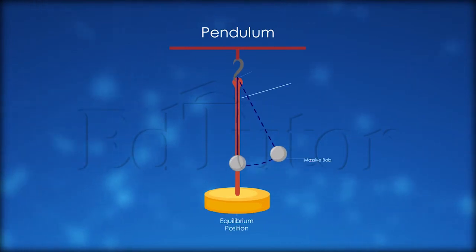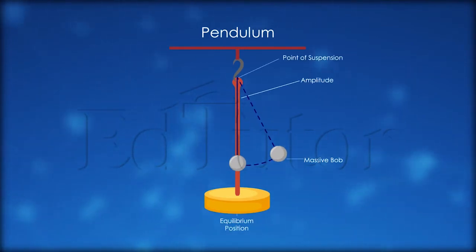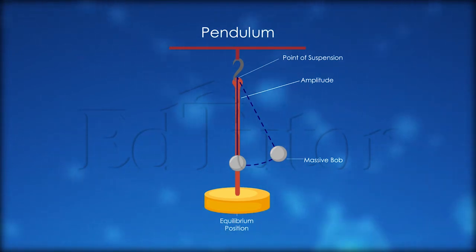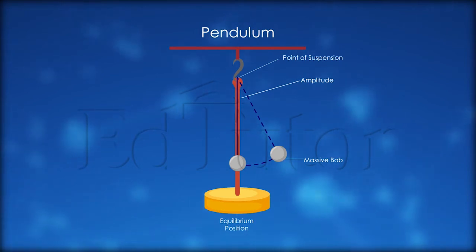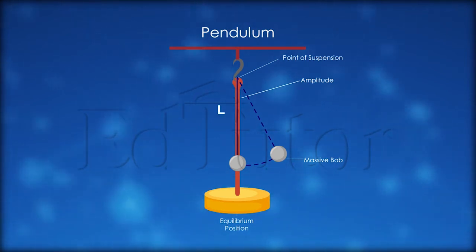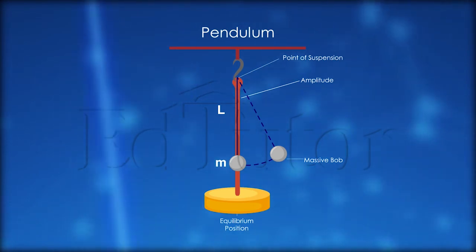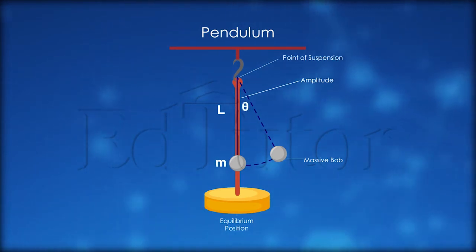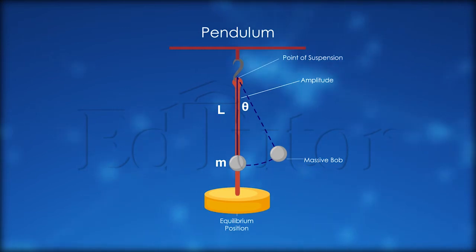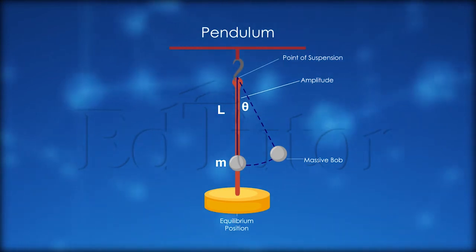Let's derive a relation for the time period of a simple pendulum, shown on this side. The possible factors on which the time period depends are: A, the length of pendulum L; B, the mass of the bob m; C, the angle theta which the thread makes with the vertical axis; and D, the acceleration due to gravity g.